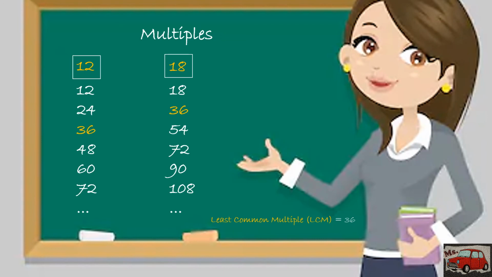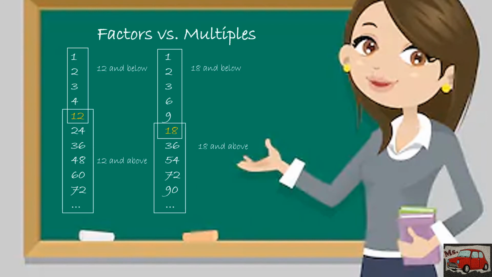Tama? But we are looking for the least, or pinakamababang pareho silang multiple. So, the answer to get the LCM is 36, kasi mas mababa yung 36 dun sa 72. Okay? Let's see the difference between factors and multiples.